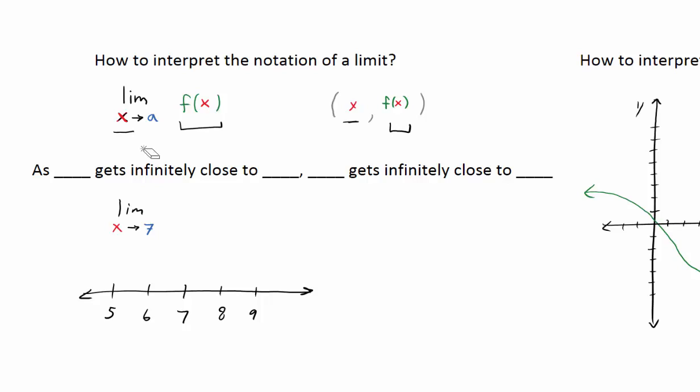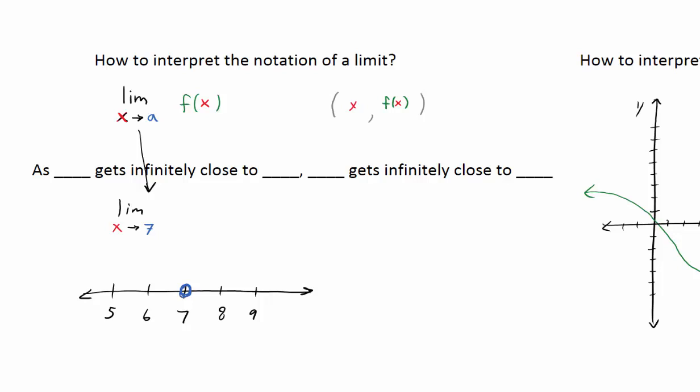Let's investigate just the first portion. The limit as x approaches 7. X is a variable, x changes. A, or 7 in this case, does not change. So this is a point here, and we're pretending it doesn't exist. We're trying to investigate what happens there.